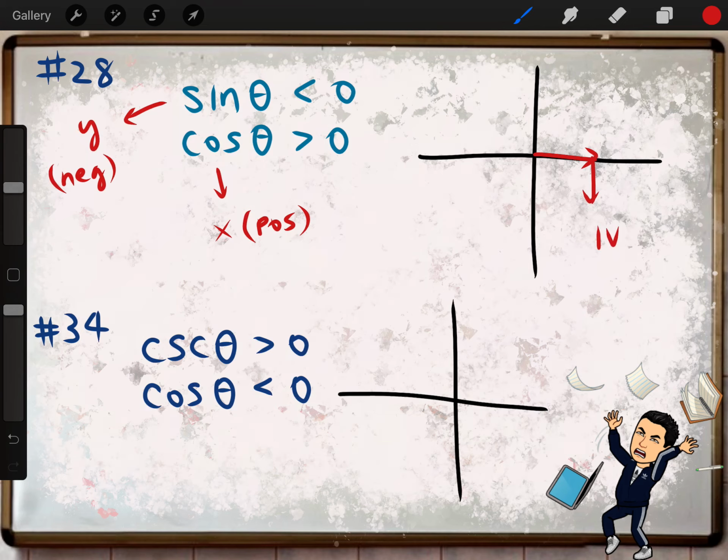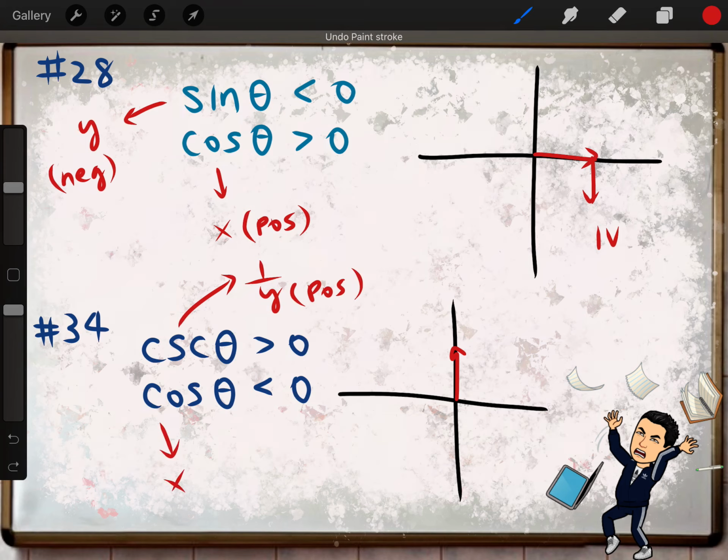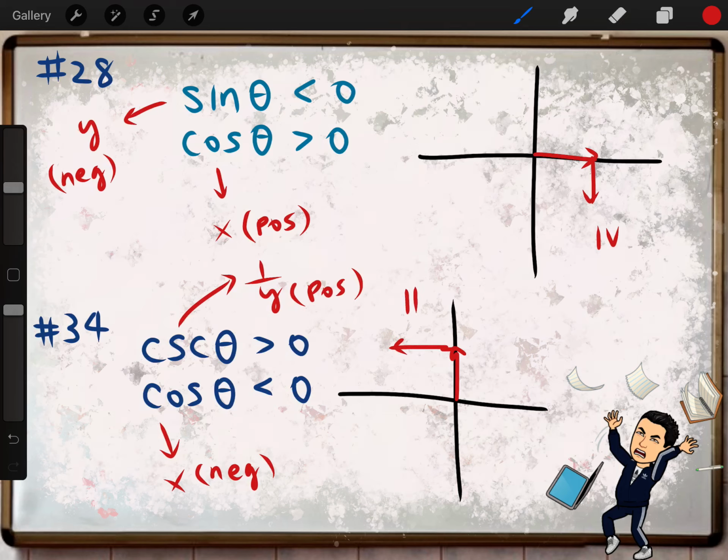Okay, so let's look at number 34. We know that cosecant is 1 over y. If it's greater than 0, that means your y value is positive. Now look at cosine, which is x and is less than 0, which means it's going to be a negative value. Negative value, go towards the left. So you're going to end up in quadrant 2.